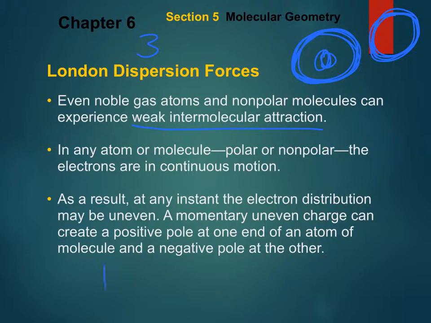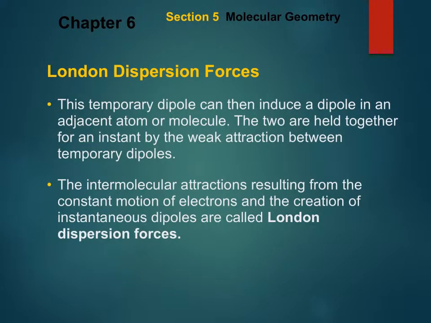So this is completely temporary, and this is due to a dipole kind of like occurrence, in that your electrons are uneven, but only for a moment, and then they move around, and then it's not uneven. So you have an instant electron distribution that's uneven, and you can cause a small attraction. So if you're following along in the text that's on the screen, it says a temporary dipole can then induce a dipole in an adjacent atom or molecule, and the two are held together for an instant by a weak attraction between the temporary dipoles.